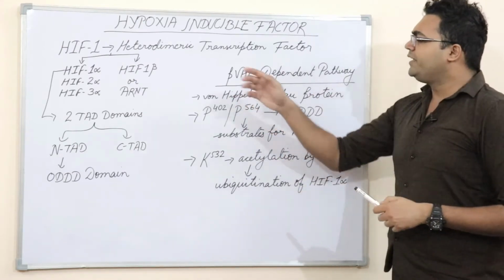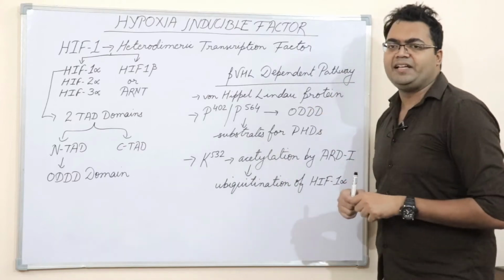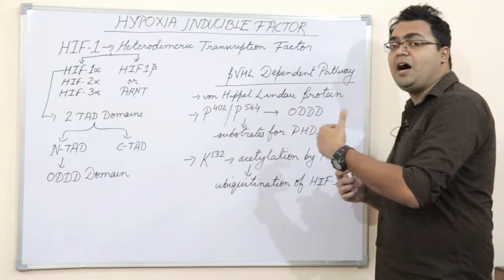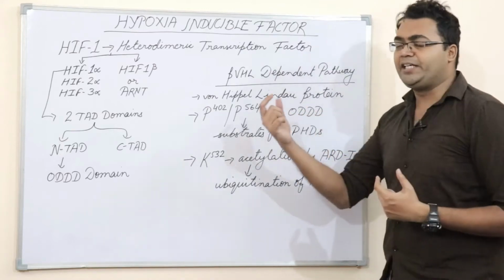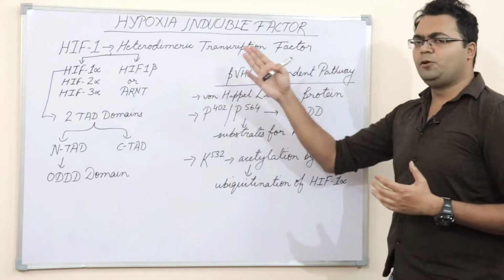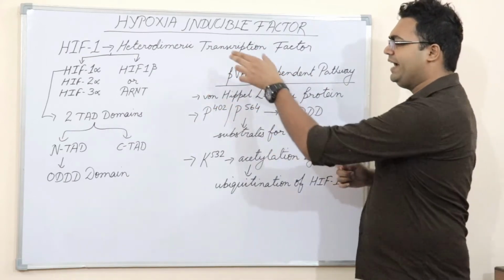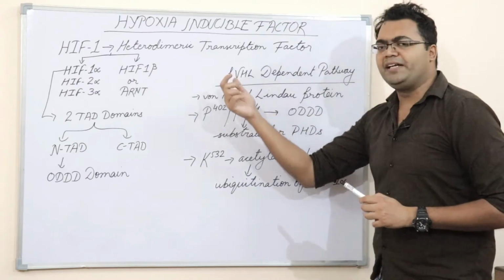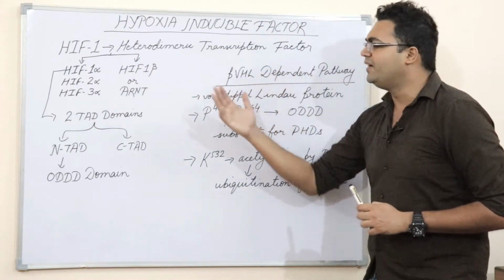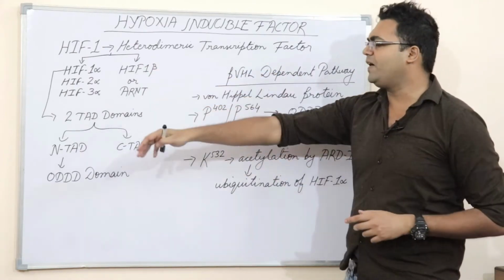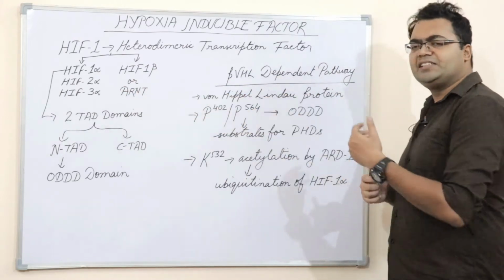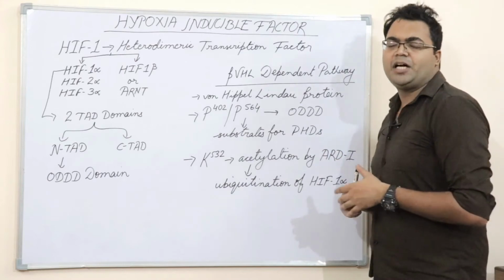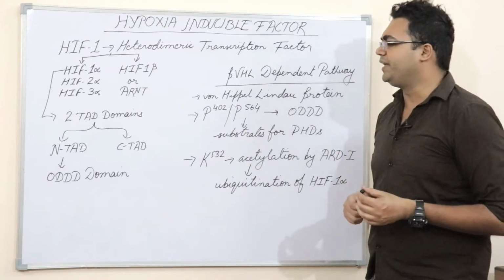Now, HIF is a helix loop helix transcriptional activator. Activators are really responsible for the recruitment of RNA polymerases after association with coactivators and mediators. It's a heterodimeric transcription factor, meaning that the two subunits would not be the same, they will be different. One of the subunits could be HIF1 alpha, HIF2 alpha or HIF3 alpha. The other subunit could be HIF1 beta, also known by the name ARNT, aryl hydrocarbon receptor nuclear translocator protein.